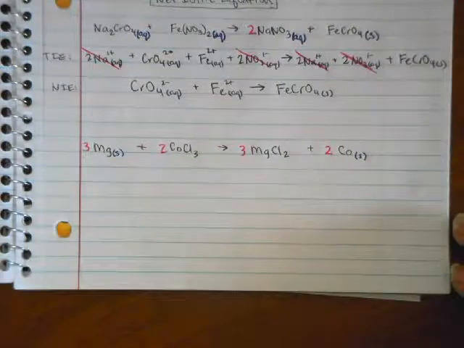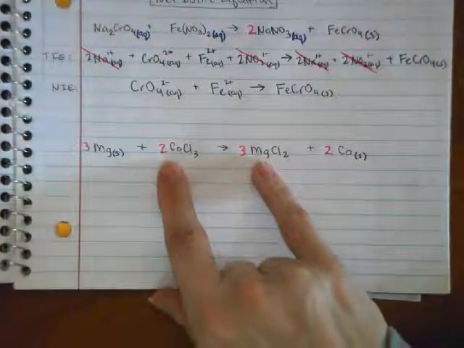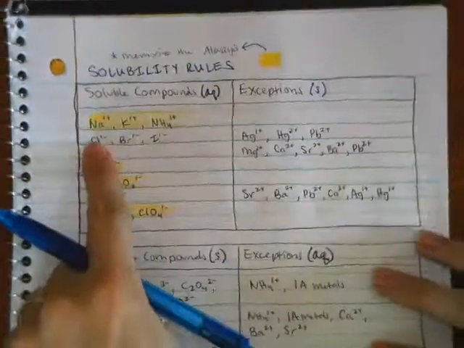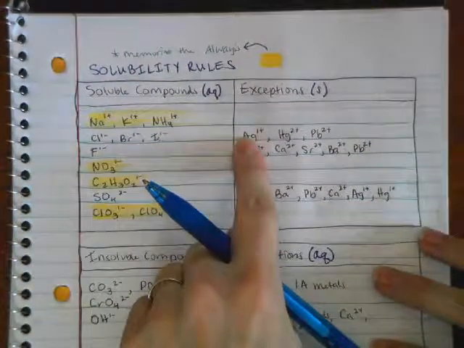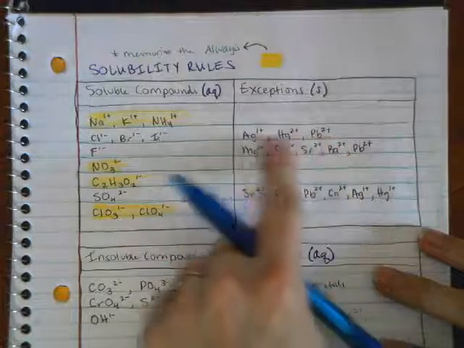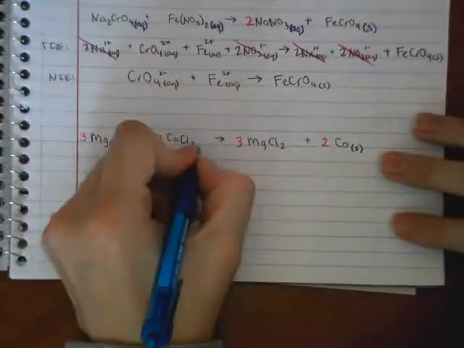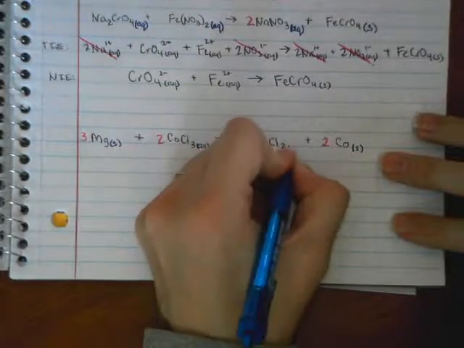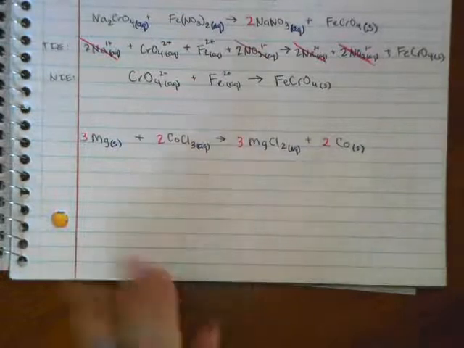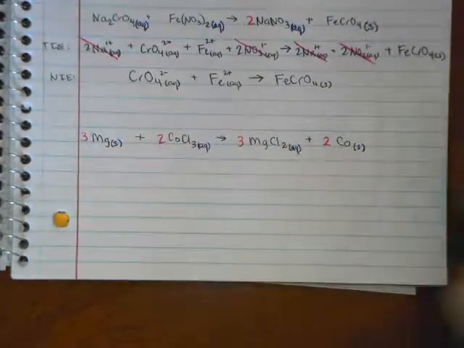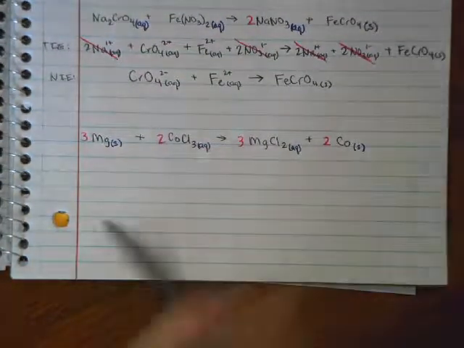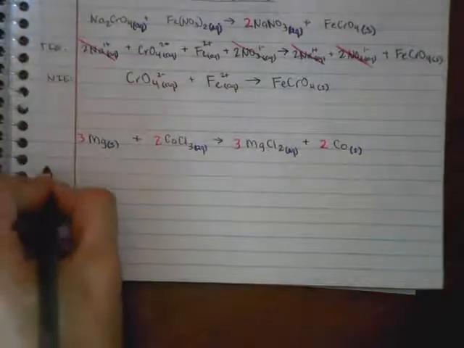Okay, and then cobalt chloride and magnesium chloride, both are chloride containing. I can check here. Cool. Neither cobalt nor magnesium are exceptions, so both of those compounds will be aqueous. Okay, this looks a little bit different than a double replacement reaction, as it should, but I can go through the same process of writing out a total and net ionic equation.